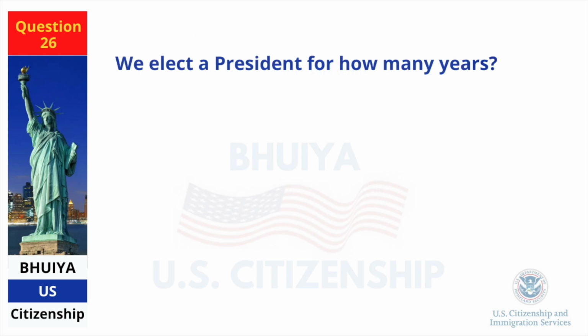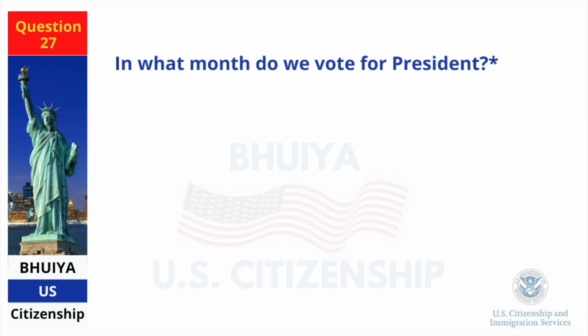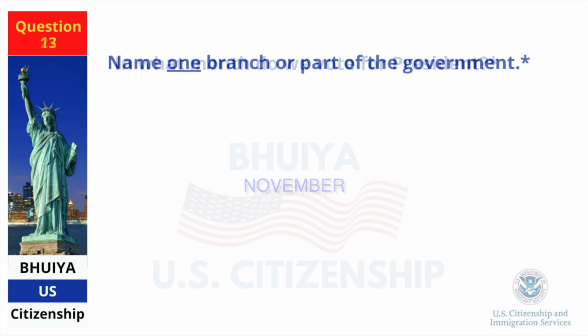We elect a president for how many years? 4. In what month do we vote for president? November. Name one branch or part of the government. Congress.